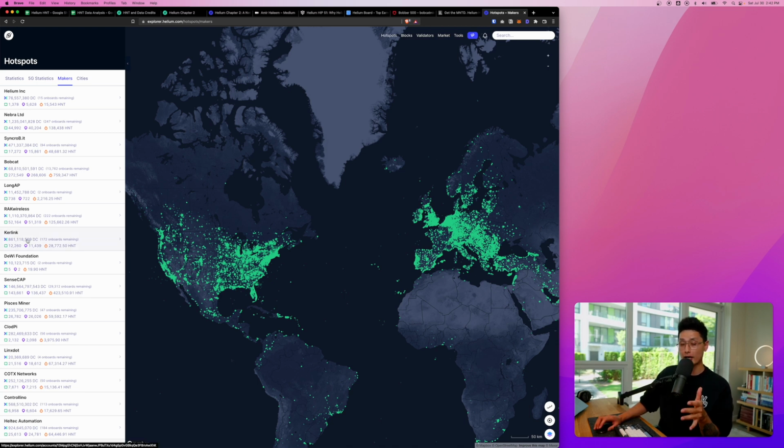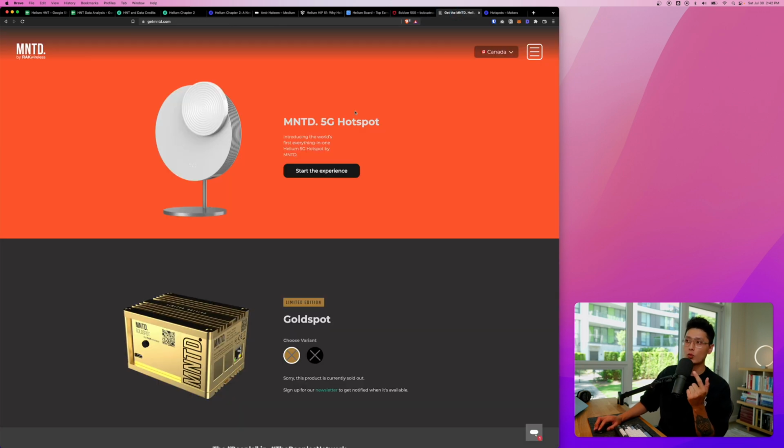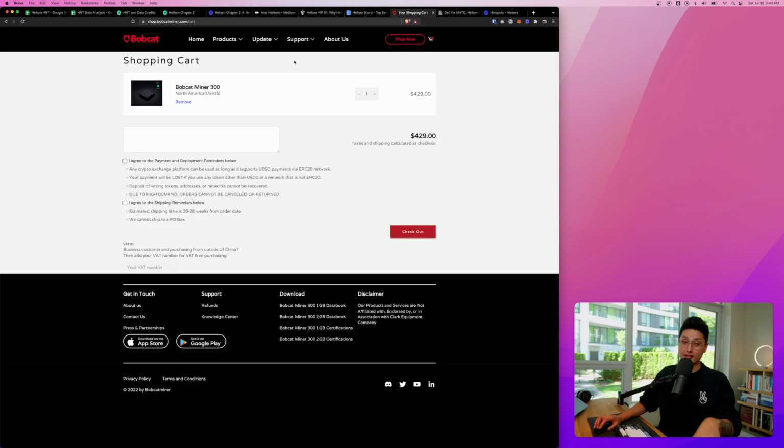If you do want to buy miners, don't just get any one of these brands. There's two brands I truly recommend. The first one is Bobcat. The second one is Minted. Bobcat is doing an amazing job. However, the issue with the Bobcat is anything you order right now, you have to wait 20 to 28 weeks for this miner to arrive. Don't do it. It's not worth it.